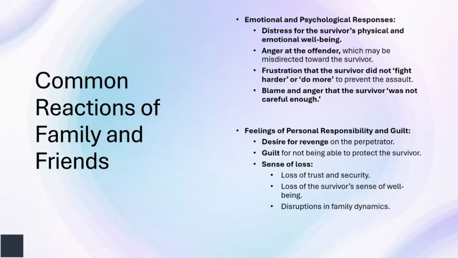These are very common reactions when it comes to personal responsibility and guilt. They have a deep desire for revenge on the perpetrator. Especially with parent-to-child sexual assault, they have an overwhelming feeling of emotions. And then they may have guilt for not being able to protect either their child or their family member. And then that sense of loss, right? The loss of trust and security that may happen, the loss of the survivor's well-being, or even disruption in the family dynamic.